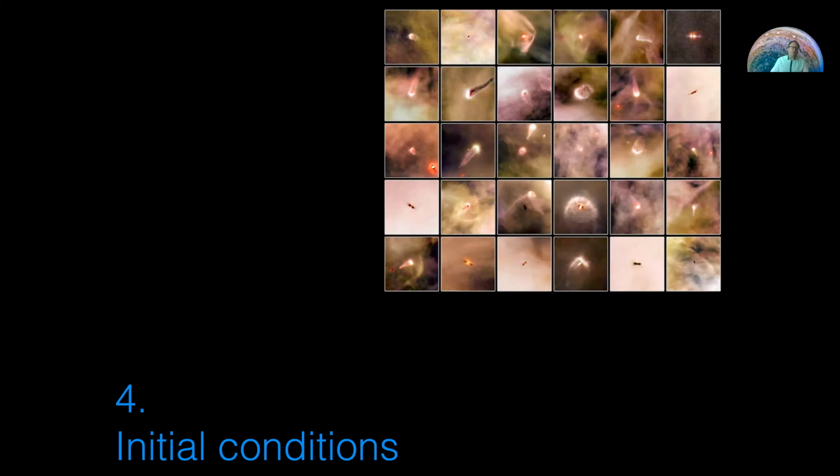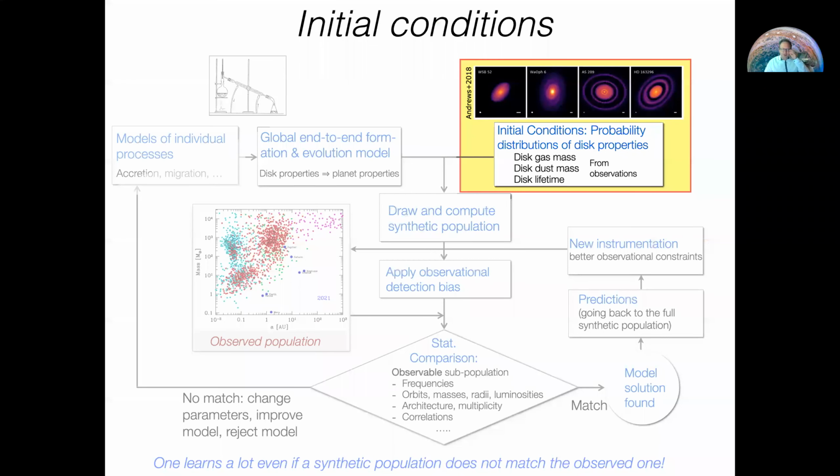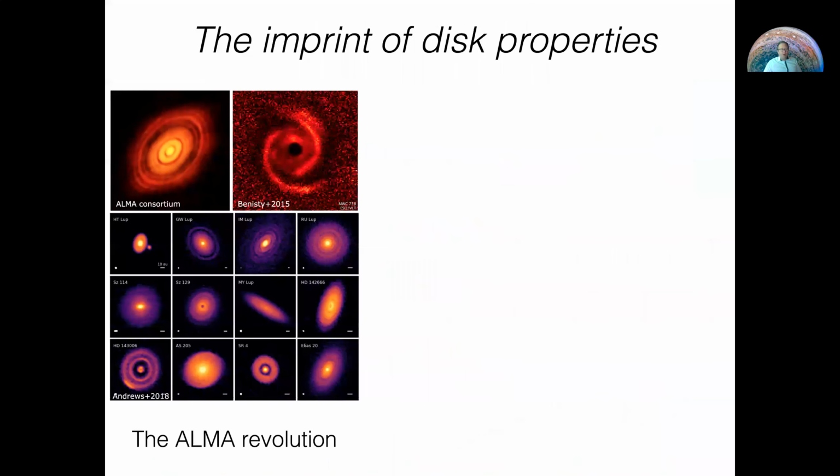So let's move forward to the next aspect of the population synthesis models. And these are the initial conditions. So we are now here. Of course, the underlying assumption of this approach is the following.